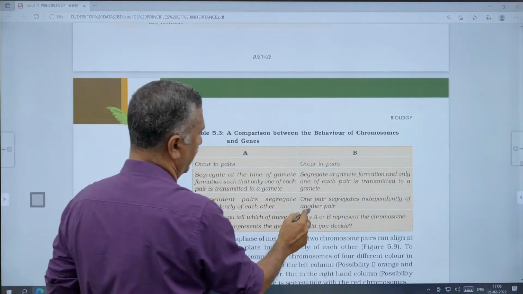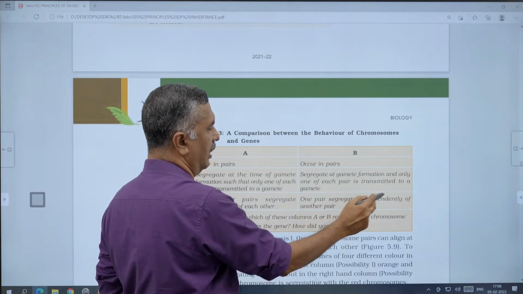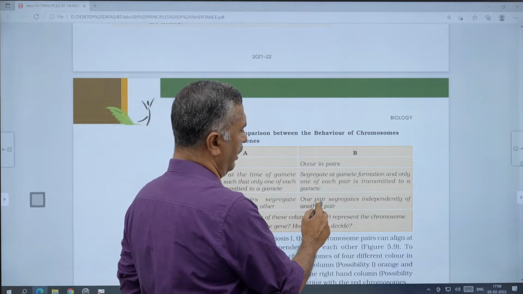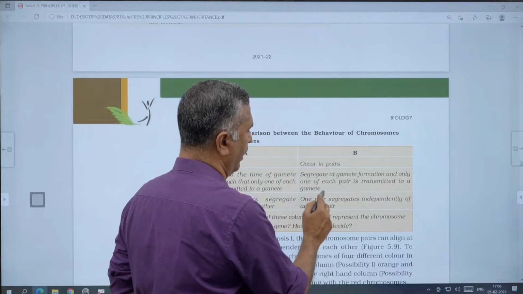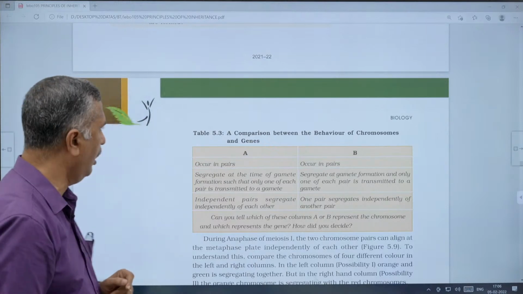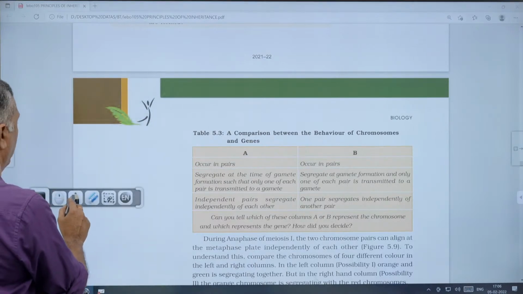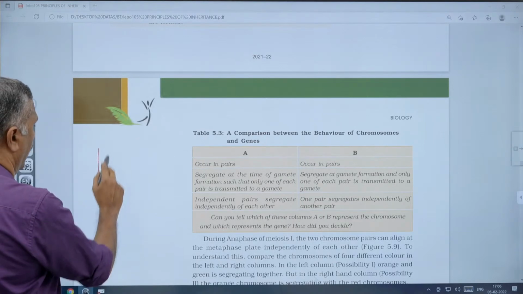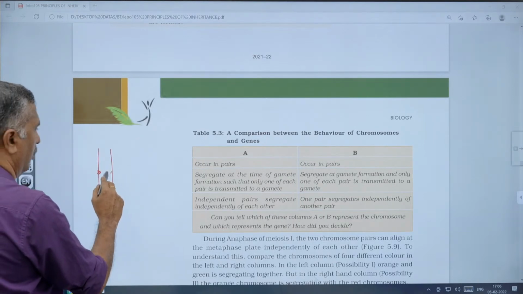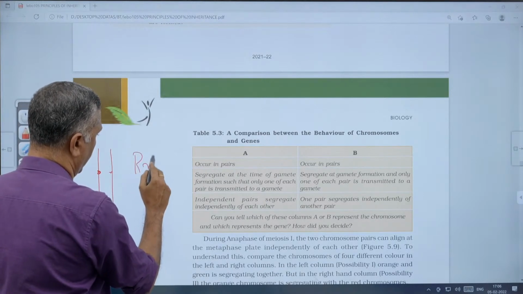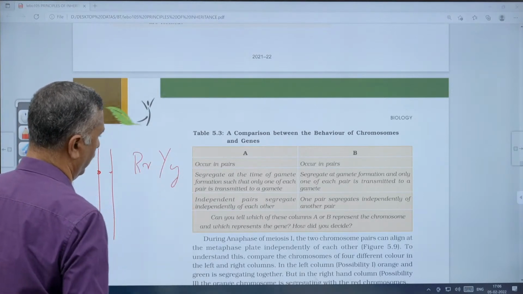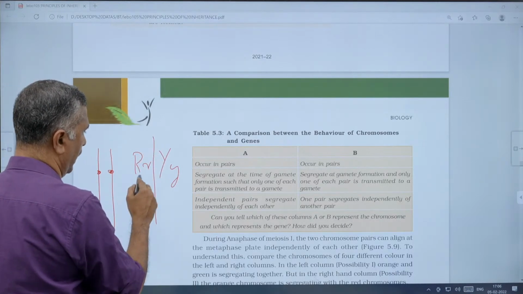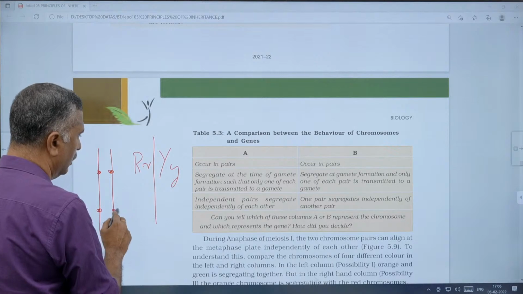In the third case, one pair segregates independently of another pair. That will be in the case of genes. You already went through this dihybrid cross. You see this capital R, small r, capital Y, small y. Segregation of these characters.